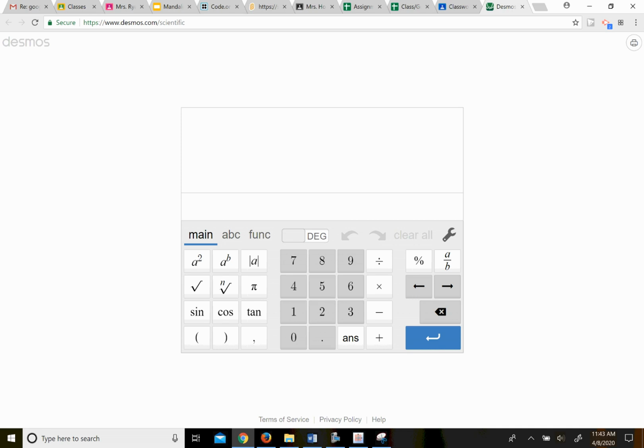I'm just going to walk you through how to use the Desmos calculator that, for my students, is linked in Google Classroom, that you may need from time to time as we do our math from home.